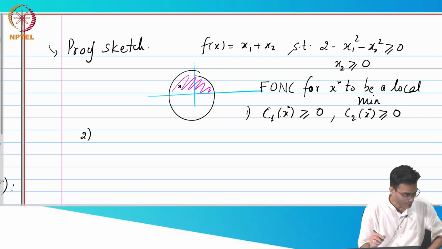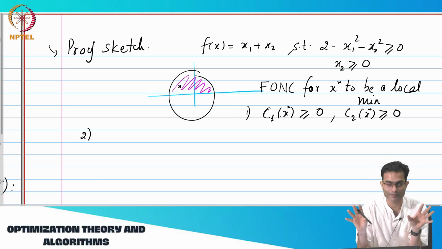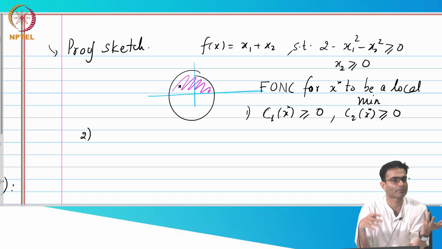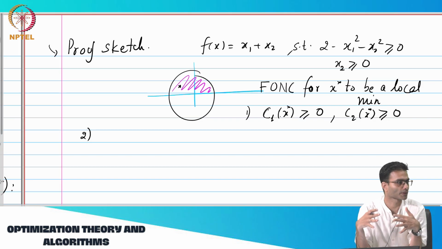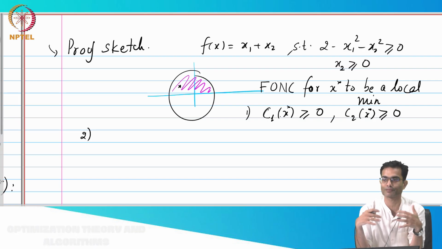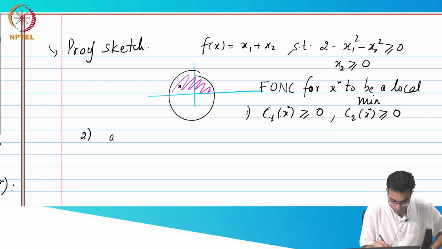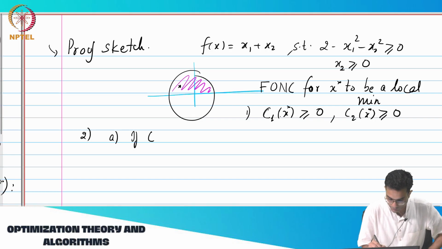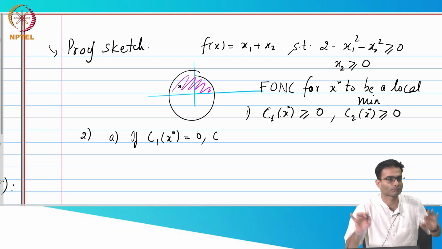The second part is, see here the trick or the difficulty with inequalities is that they may be active, they may be inactive, and I have two of them. So how many possibilities are there? Actually, four possibilities. Depending on greater than or equal to, there are four possibilities. So we'll have to check for all of these four possibilities and then see depending on the point. So let's note those down. If c1 of x star is equal to 0, I haven't specified yet, I'm leaving it general.